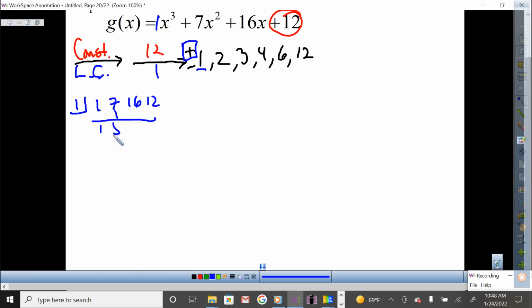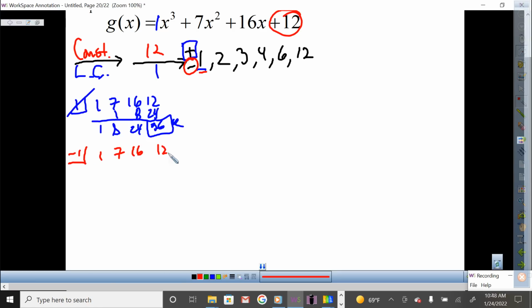All right, so let's see. 1 times 1 is 1, combine that's 8. 1 times 8 is 8, combine that's 24. 1 times 24 is 24, combine that's 36. It's a remainder, so that means this is not a 0. Next, I'm going to try what? Negative 1.